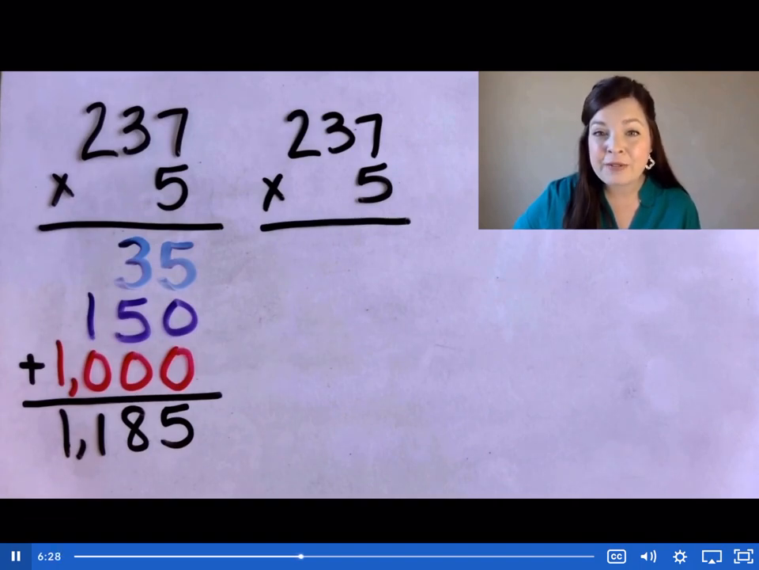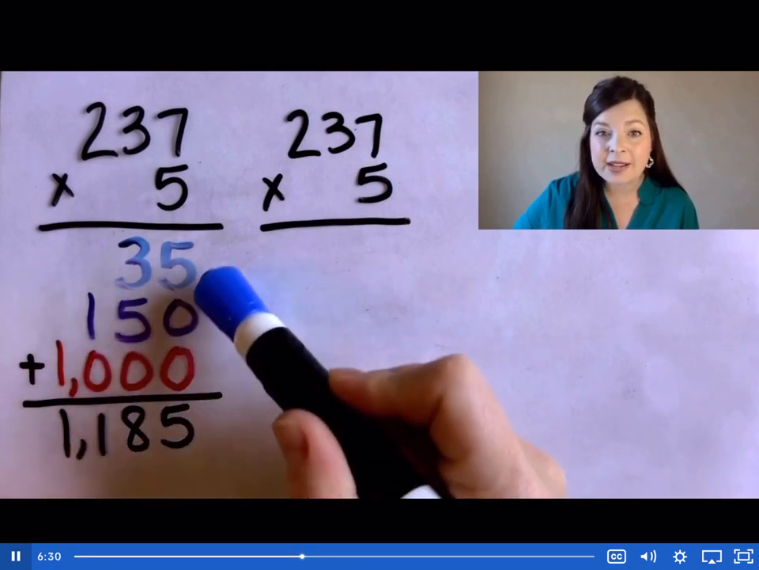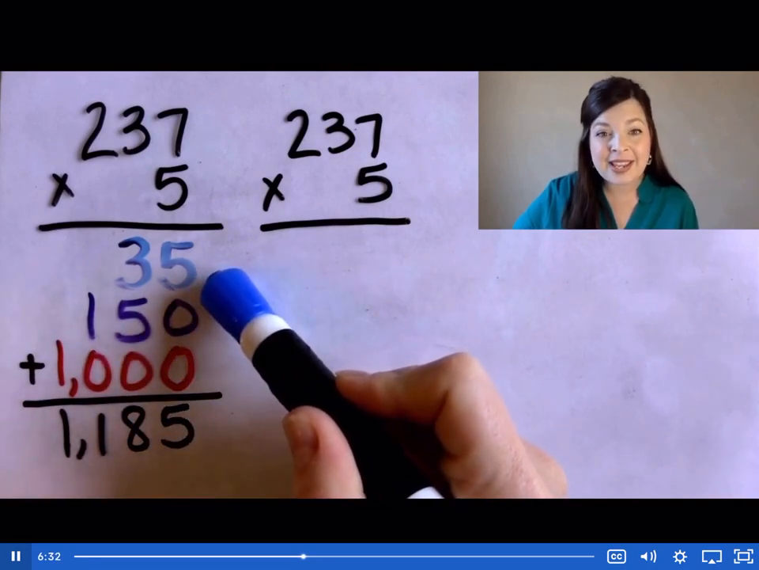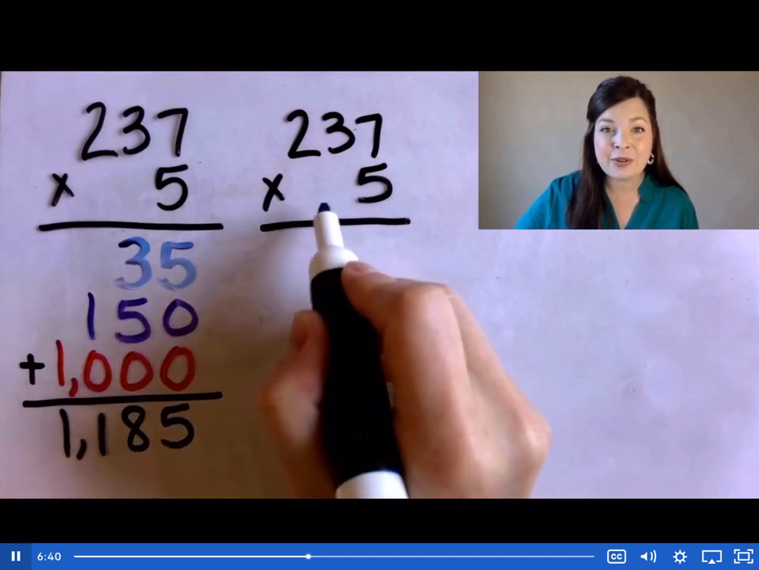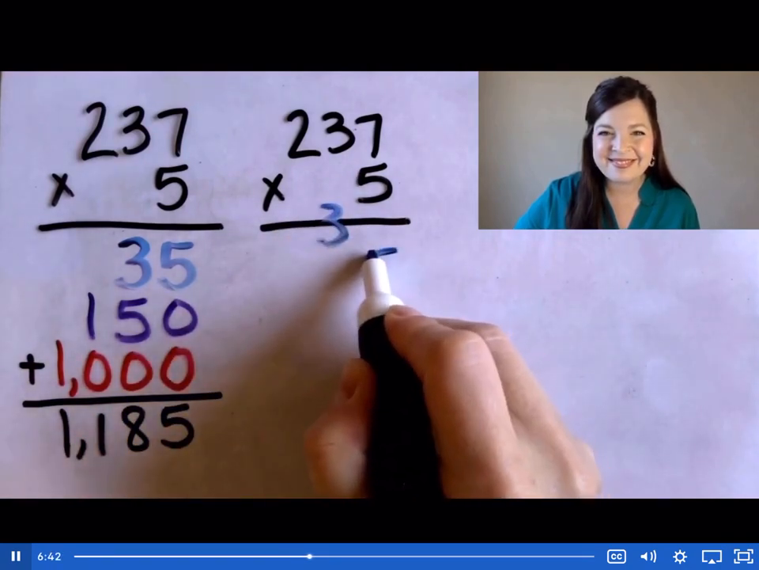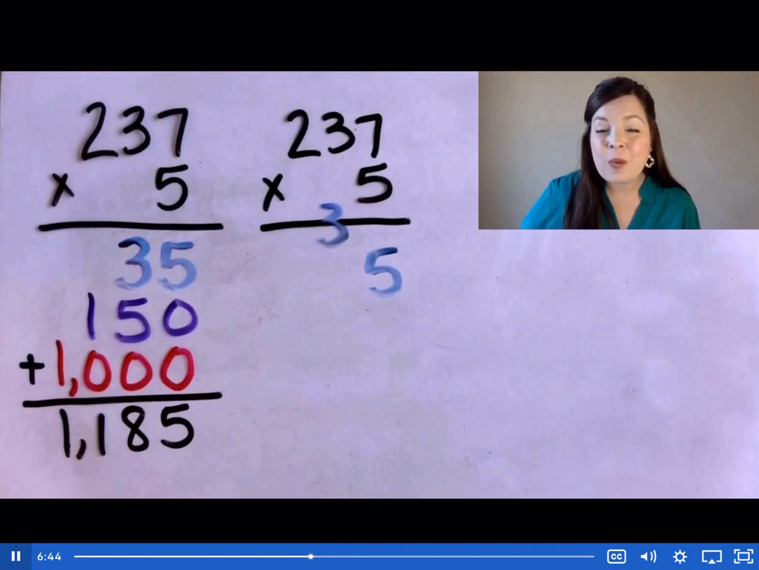To record 35 ones in our partial products, we recorded the 3 in the tens column and the 5 in the ones column on the same line. Let's record 3 tens, 5 ones in the standard algorithm. What do you notice about this recording? Pause the video to talk out what you notice.